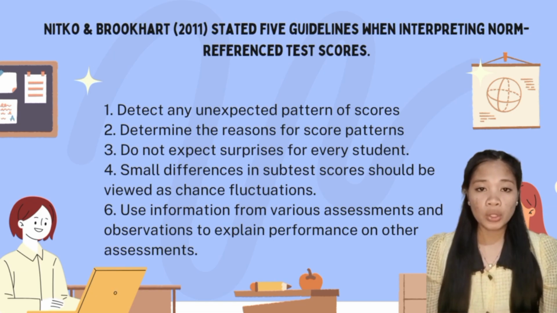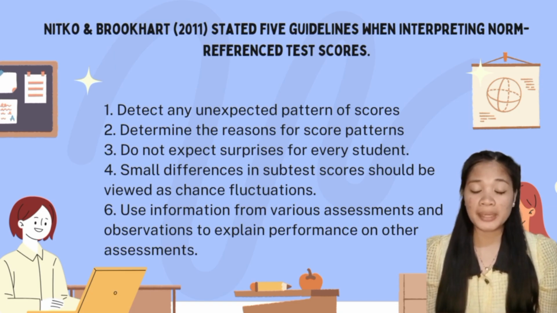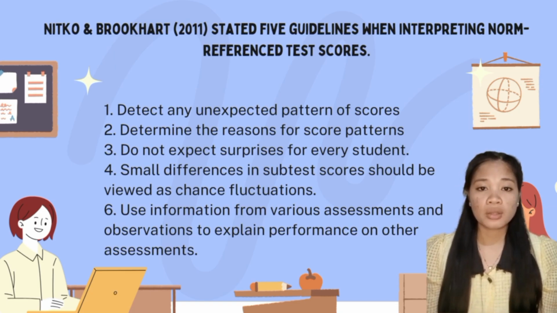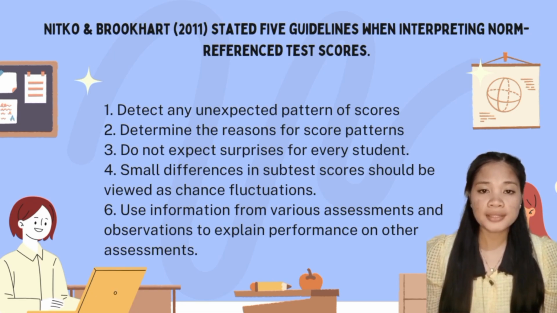Number 2, look for reasons why a student may be underperforming, because a low score may be caused by learning difficulties, lack of motivation, or even personal problems. Number 3, don't expect surprises for every student, because teachers should always know how most students are performing in class. A score that is totally unexpected may signal something unusual.